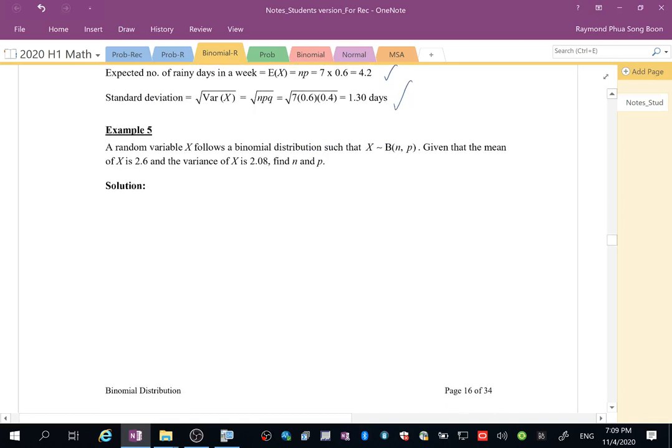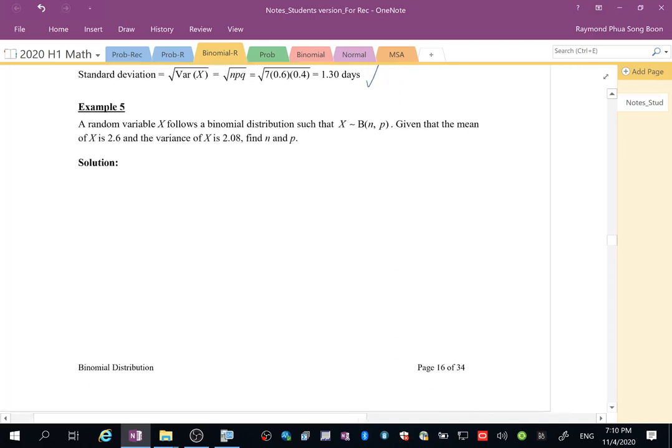Okay, let's look at example 5. In example 5, we are told that a random variable X follows a binomial distribution with parameters n and p. You are given two pieces of information and you are asked to find n and p. The first piece of information is that the mean of X is 2.6. In other words, expectation of X is 2.6. So we know that expectation of X is n times p.